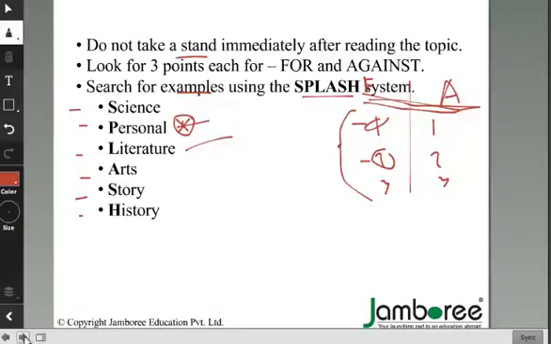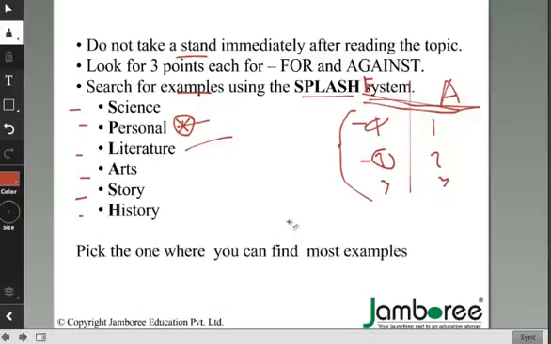Now after you have done this: first you read the topic, then make points. Find 3 points why you support the topic, or 3 points why you do not support the topic, and then try to find at least 1 or 2 examples for each point. Just spend 4 or 5 minutes doing that, and then pick the stand where you find the most examples, right? So is this step clear to everybody? Any questions? We'll talk more about this in the next slide, but till now, does anybody have any questions?